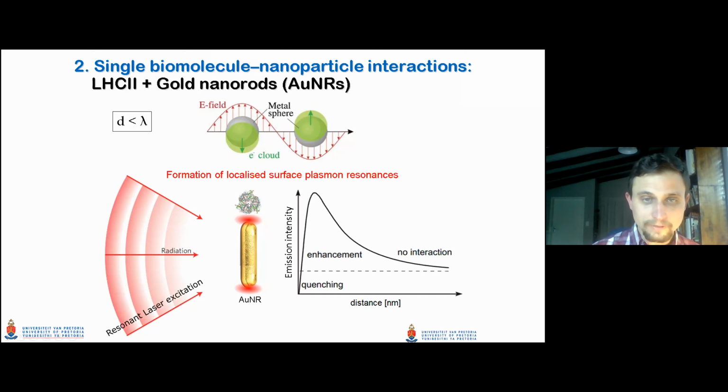For example, if this biomolecule is far, there will be relatively no change in the emission intensity, but as you bring it closer, you can significantly enhance the emission intensity. For this specific system, up to 2 orders of magnitude. For other types of systems, 3, maybe even 4 orders of magnitude, you can change the emission intensity. When you bring it closer again, there will be electron transfer from this system into your metal, and you get very strong quenching.